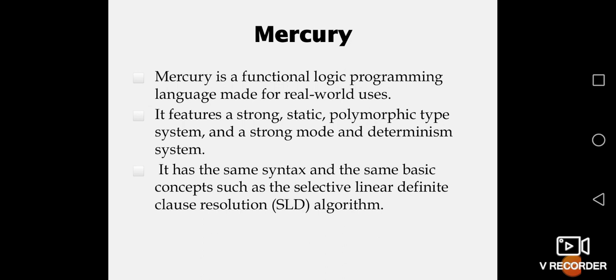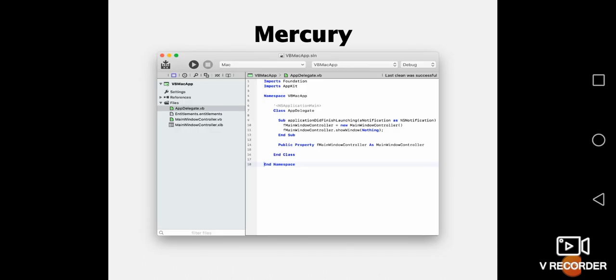Mercury is a functional logic programming language which is made for real world uses. It will be a strong, static, polymorphic type. I told you it has a different format. It is a strong mode and deterministic system. It has a syntax and some basic concepts. It's using selective linear definite clause resolution, that is the SLD algorithm. You can see here the input, foundation, imports, app-kit, all that namespace, all that in blue color, this whole thing will be given for you. You just have to give your own commands as per your wish, and you can execute the program.